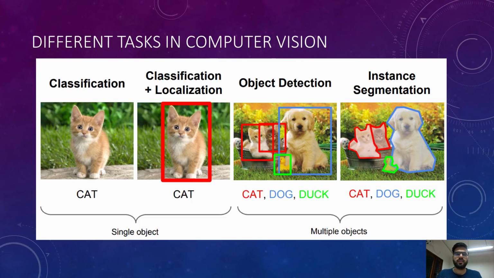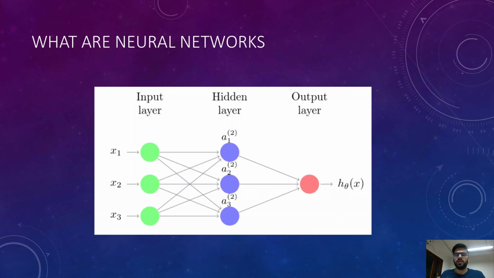The final task is the task of segmentation, where we try to find the probability of each pixel belonging to a particular class. So here we can see the three animals have been distinguished from their background, where a cat, a duck, and a dog are clearly marked with a boundary that represents the object itself rather than a bounding box around it. So moving on, I would like to first explain to you what neural networks are.